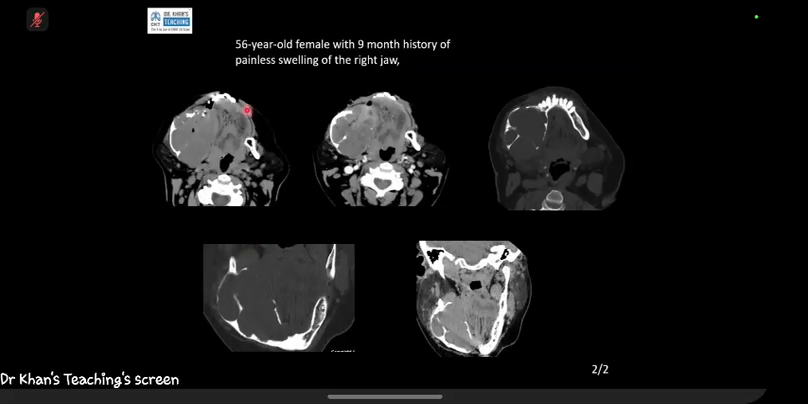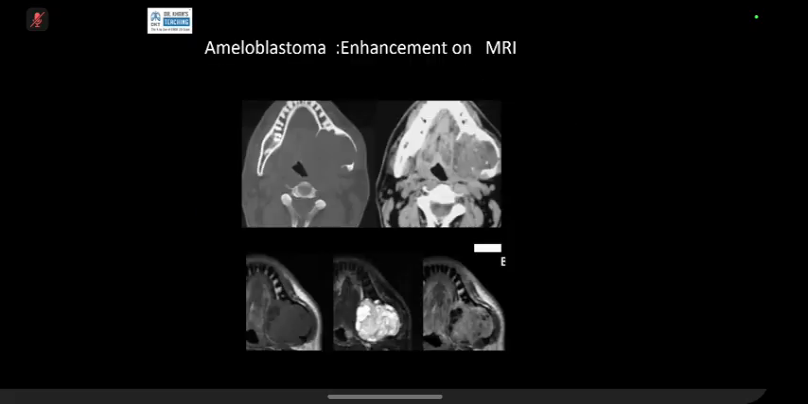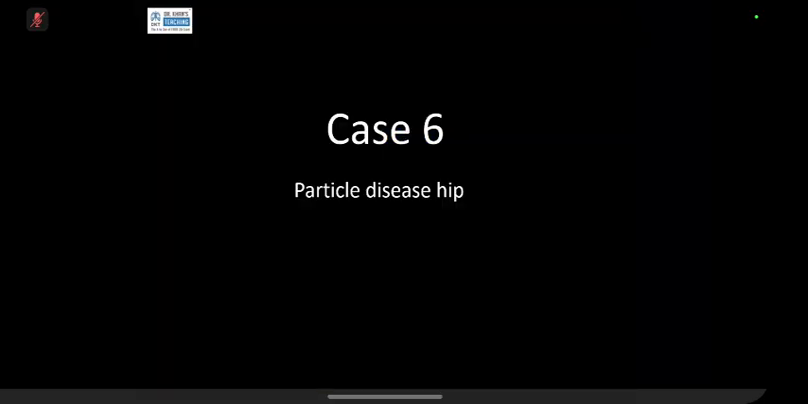On post contrast, you can see there is a solid component on this CT. So this is ameloblastoma, a classical location, a bubble-type variant, but it will have a solid component. And this is on MR. So this is a CT, and on MR, just like our case, it had similar signal intensity, and on post contrast, it was like this.